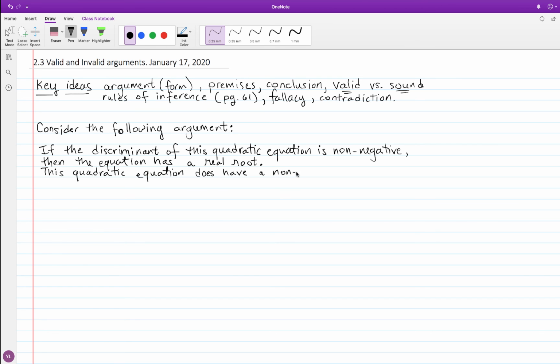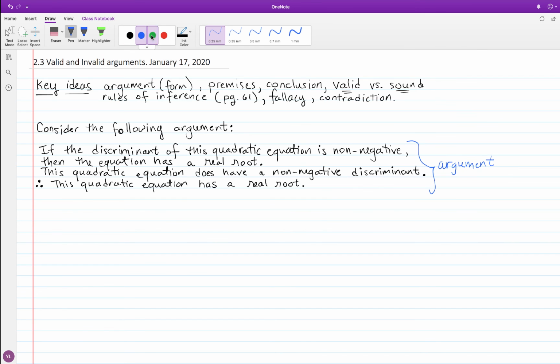The second premise that I'm writing down is that indeed this quadratic equation does have a non-negative discriminant. These two statements put together form the premises of the argument, and from them I'm concluding that this quadratic equation has a real root. A very simple sequence of sentences together form what's called an argument. The two starting sentences are called the premises. Those are the things that I am assuming, and from those two premises I draw the conclusion that the equation has a real root.